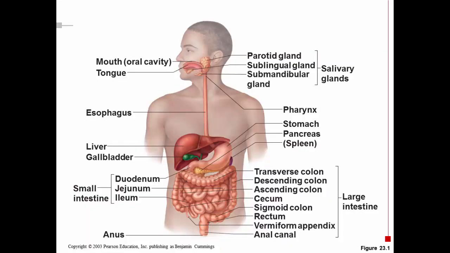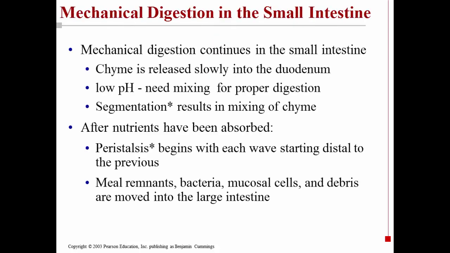Okay, so just to reiterate where we are, we started with the mouth, where we have chewing going on, which is mechanical digestion. Then we pass through the pharynx and the esophagus, no mechanical digestion, into the stomach, where the pummeling and churning mechanically breaks down food, and now we're in the small intestine. So is there any mechanical digestion in the small intestine? Well, yes, there is. Mechanical digestion continues in the small intestine, and it occurs through the process of segmentation.